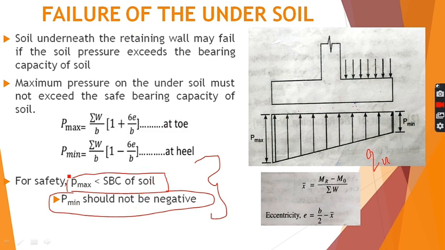If your retaining wall satisfies both these checks, then there will be no failure of the undersoil. Here P maximum and P minimum are the maximum and minimum soil pressures acting at the heel slab and at the toe slab.